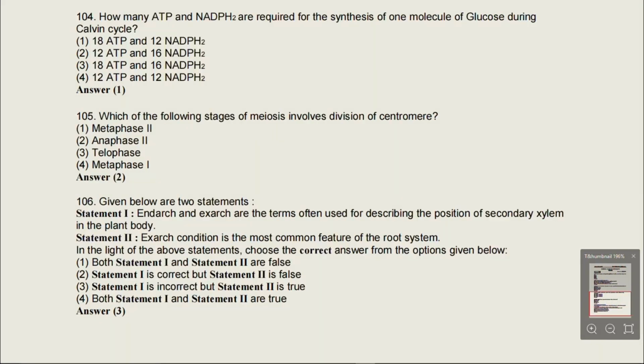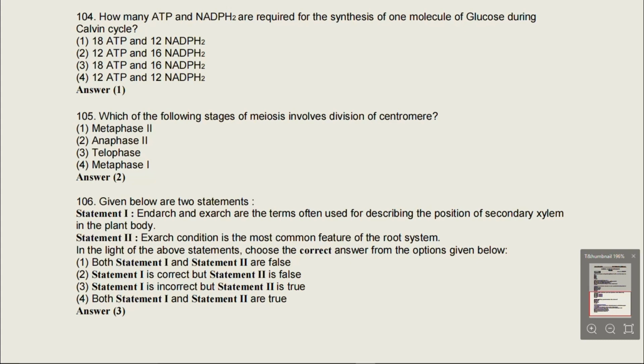For one turn, ATP used 3 molecules, NADPH2 used 2 molecules. For this cycle, ATP used 3 into 6 equal to 18 molecules, NADPH used 2 into 6 equal to 12 molecules. Therefore, total ATP and NADPH required to produce one molecule of glucose is 18 and 12 respectively.